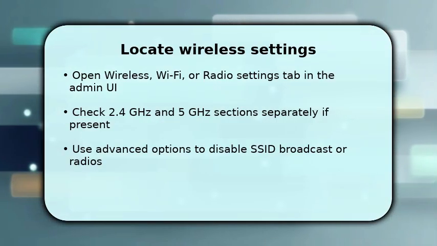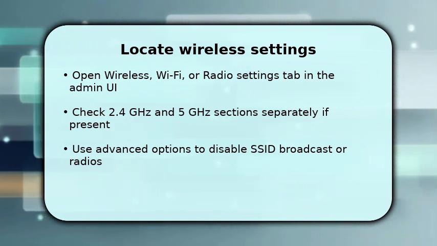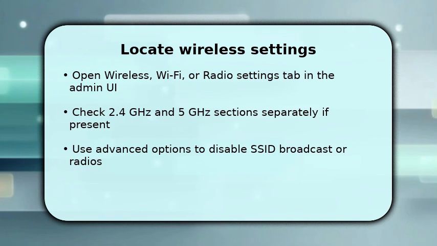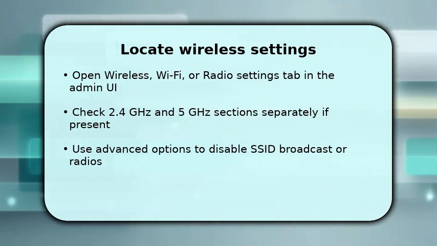You next navigate the router interface to the wireless, Wi-Fi, or radio settings page. Menus vary by vendor, but the labels are similar. Once there, inspect both the 2.4 GHz and 5 GHz sections independently. Each radio can be turned off separately. Use the toggle labeled Enable Radio, Enable Wireless, or Disable SSID Broadcast to stop wireless advertising.